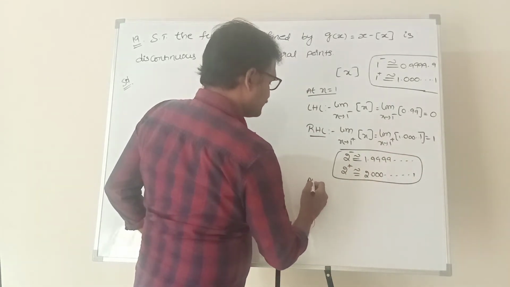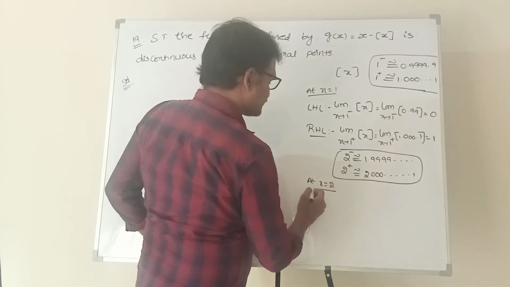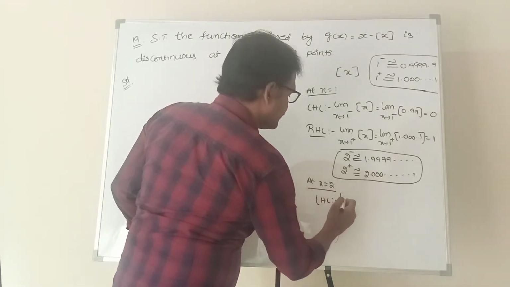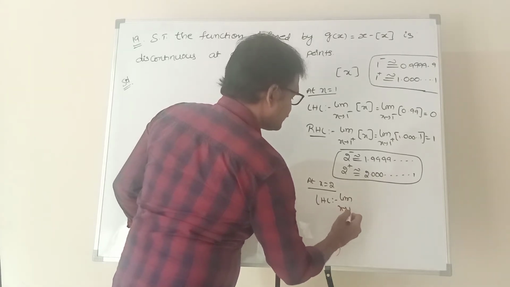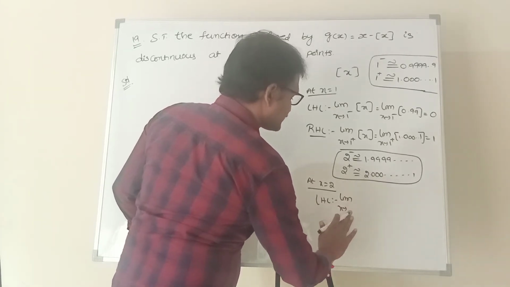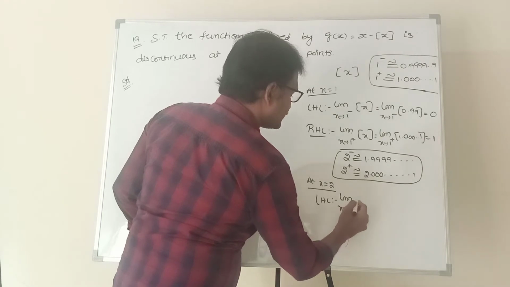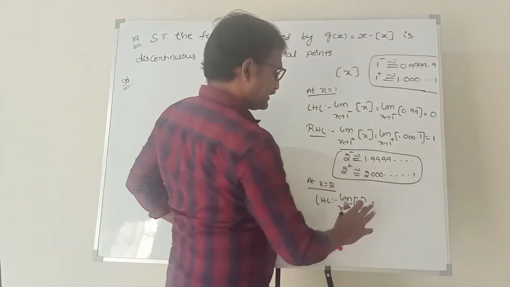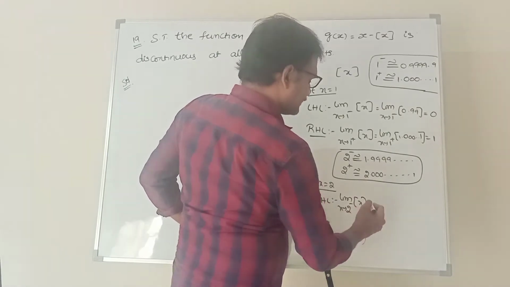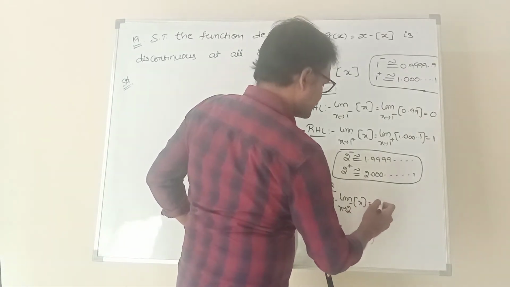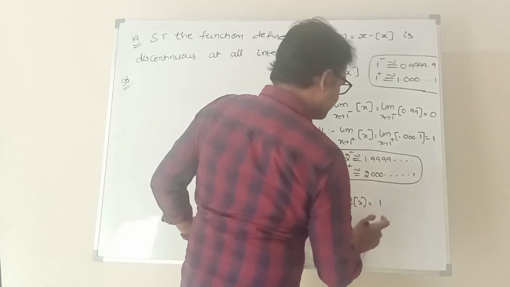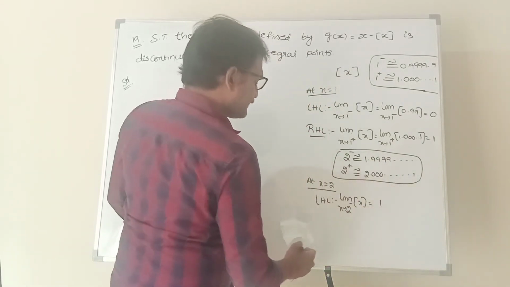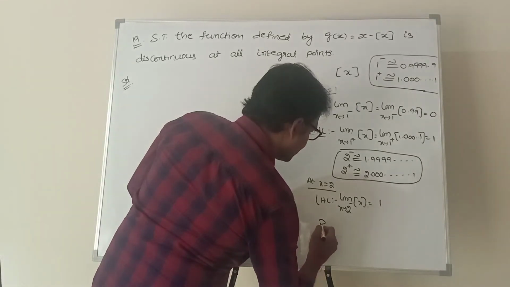At x equal to 2, what is the step x value? The left hand limit of step x is limit x tends to 2 minus of step x. 2 minus means how much? 1.999. So if I substitute step of 1.99, how much will we get? 1. 2 minus means this value. The step x value is 1. Next, the right hand limit value.